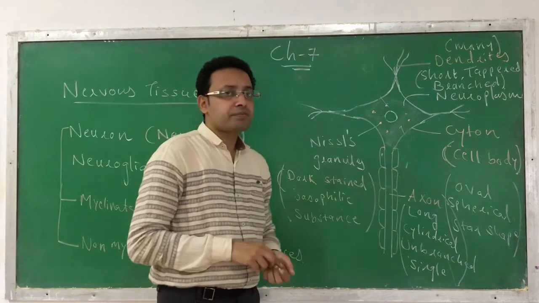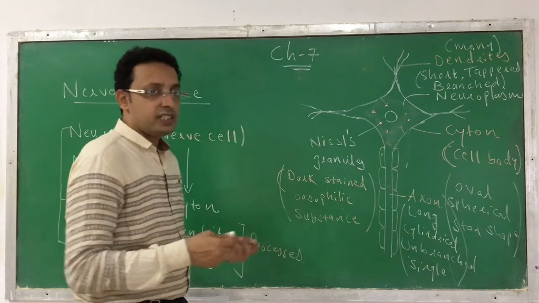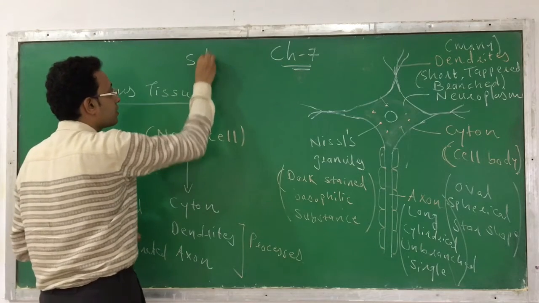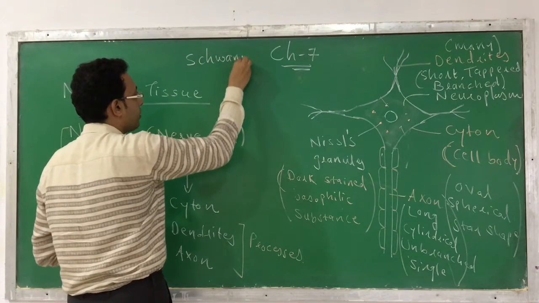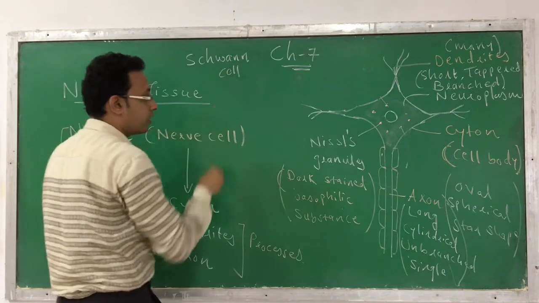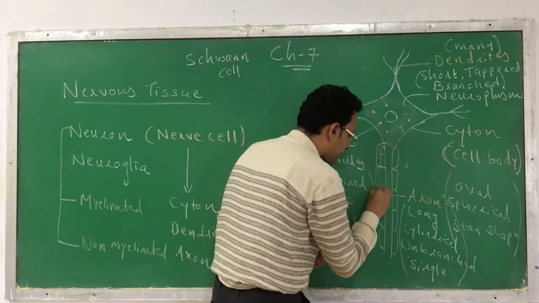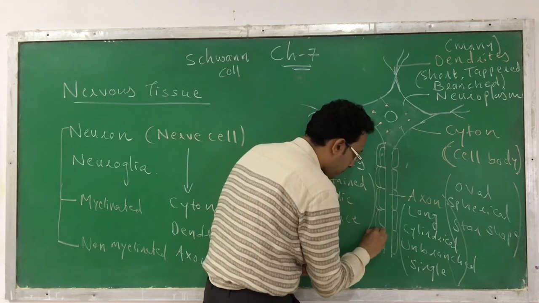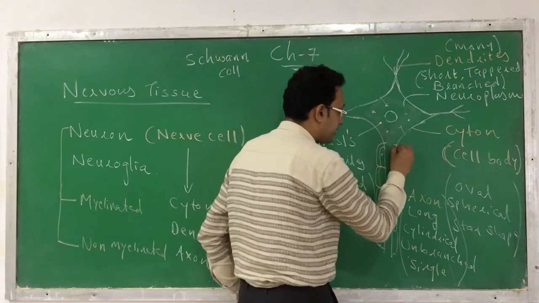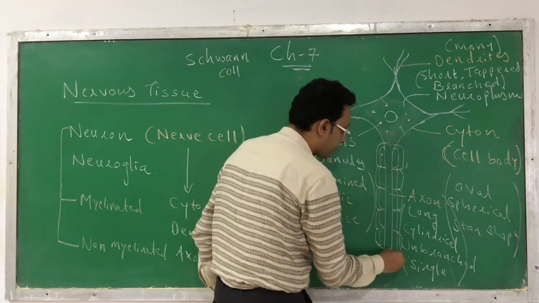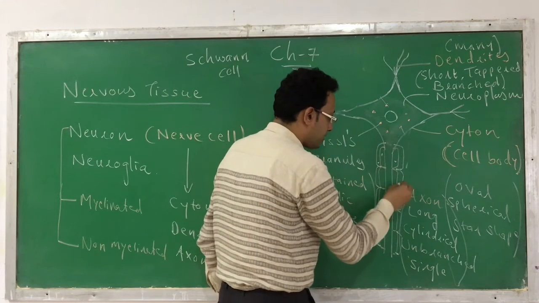Apart from that, there are other cells which are also surrounding it, what we call Schwann cells. Schwann cells are also present in it. Okay, such kinds of cells are present. They are the cells containing the nucleus. Clear, the nucleus is present.